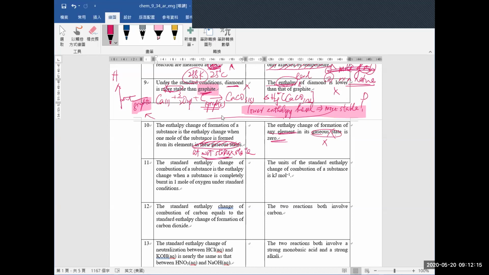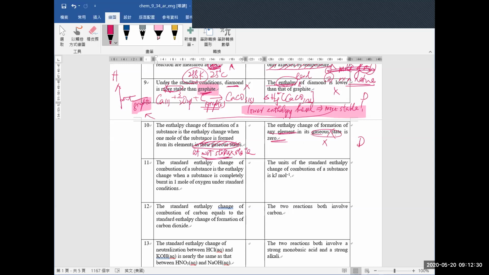Can you manage? Can you get my point? Because it involves change in state. If you have got a change in state, of course, it will have a change in enthalpy level. So the answer is D, correct.